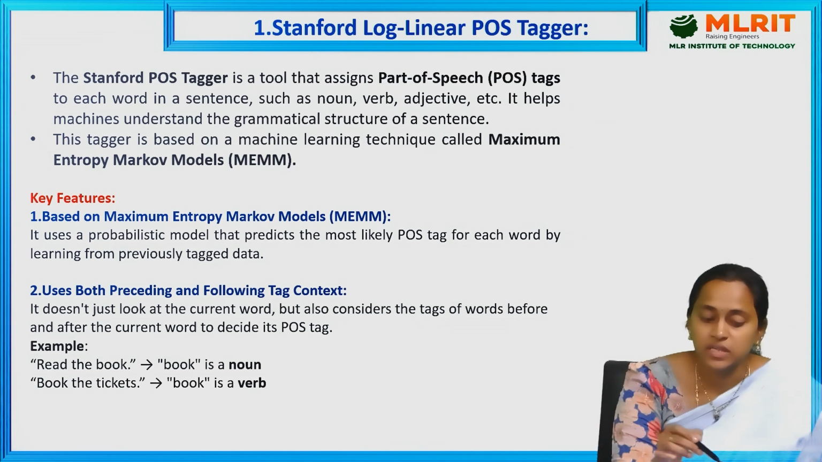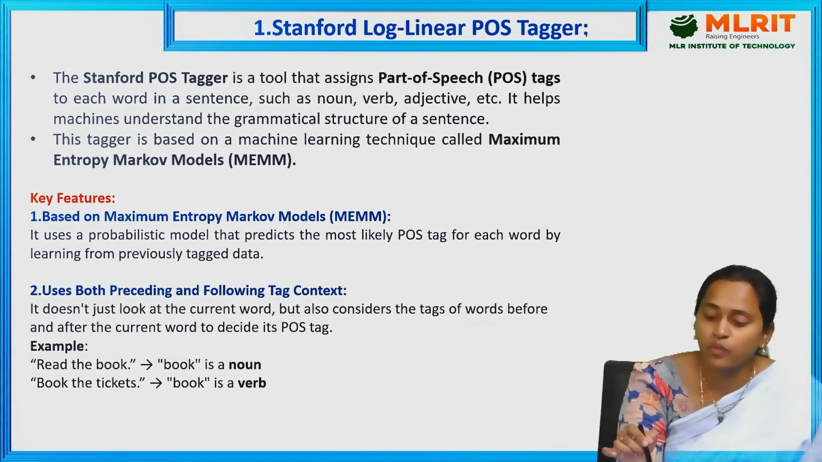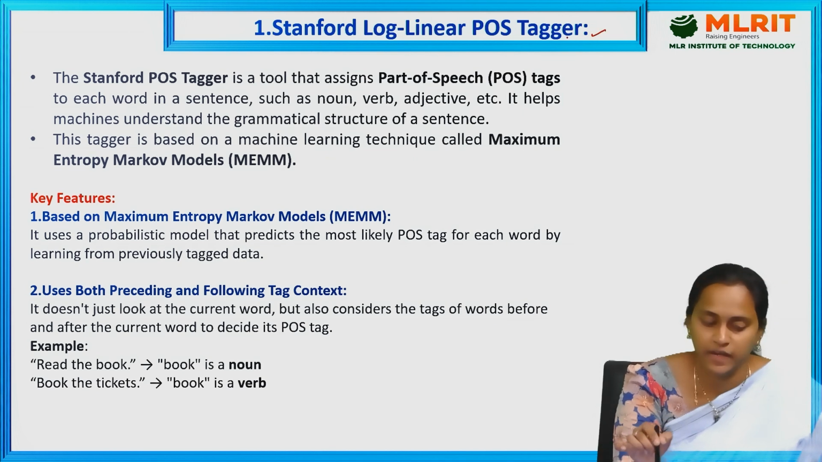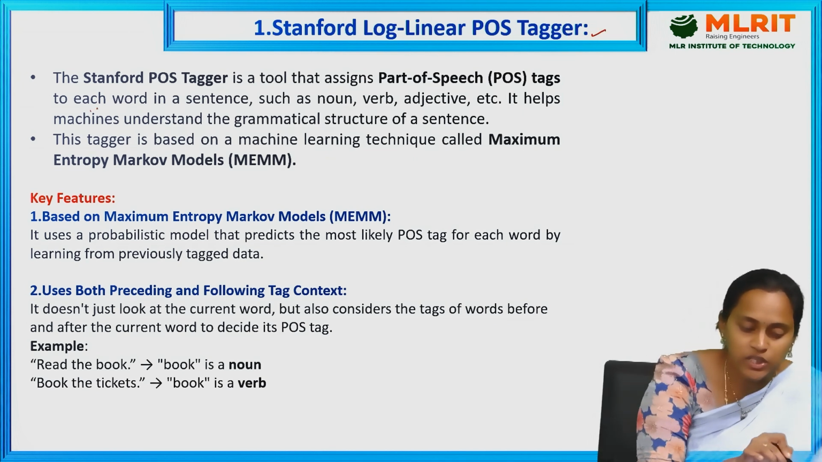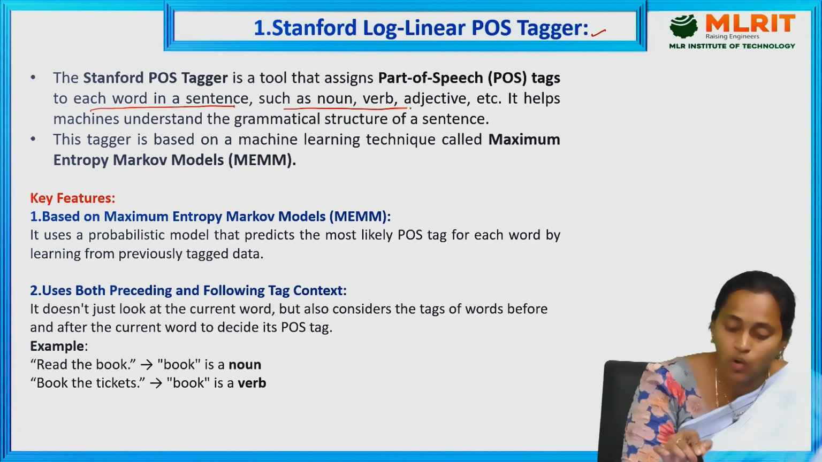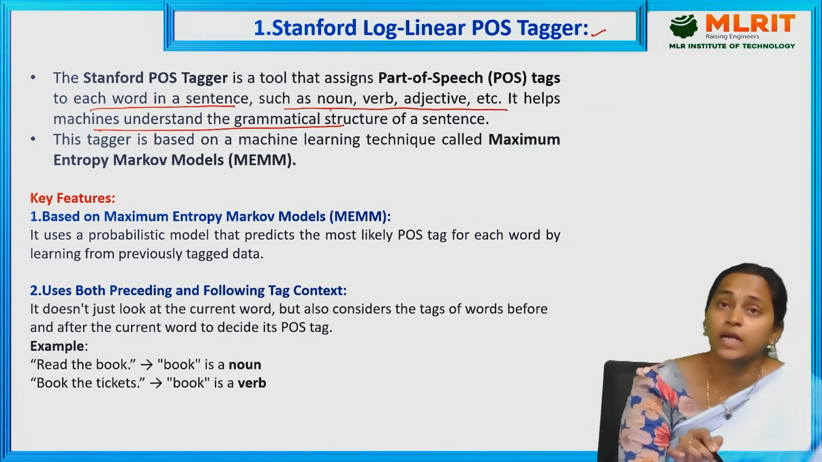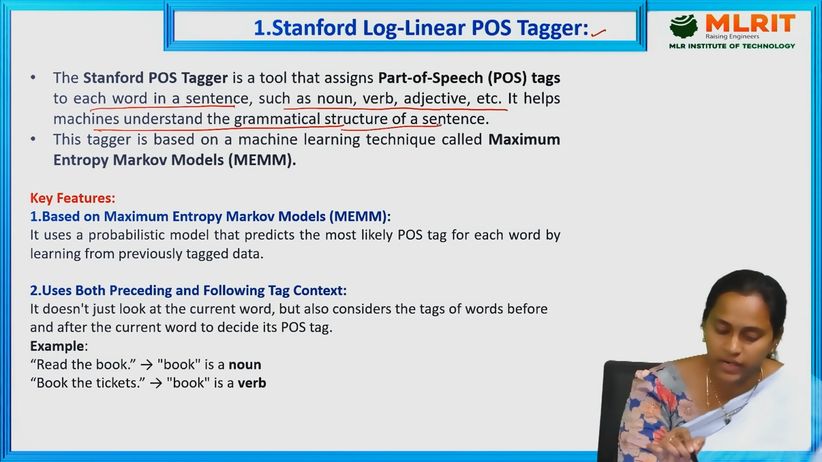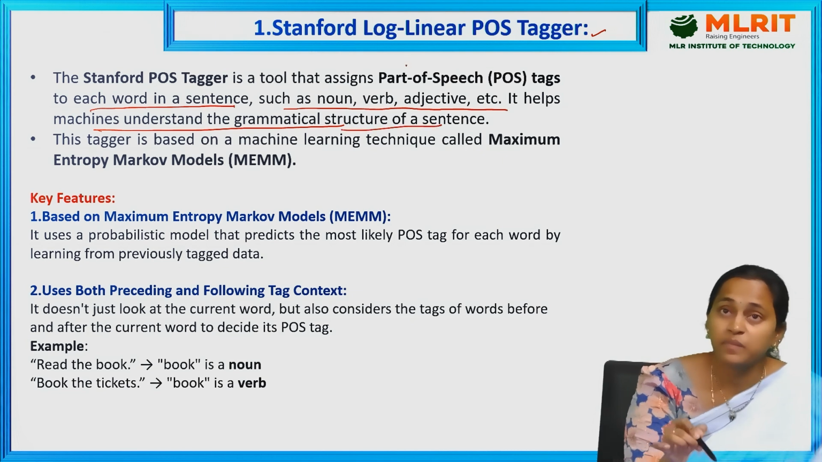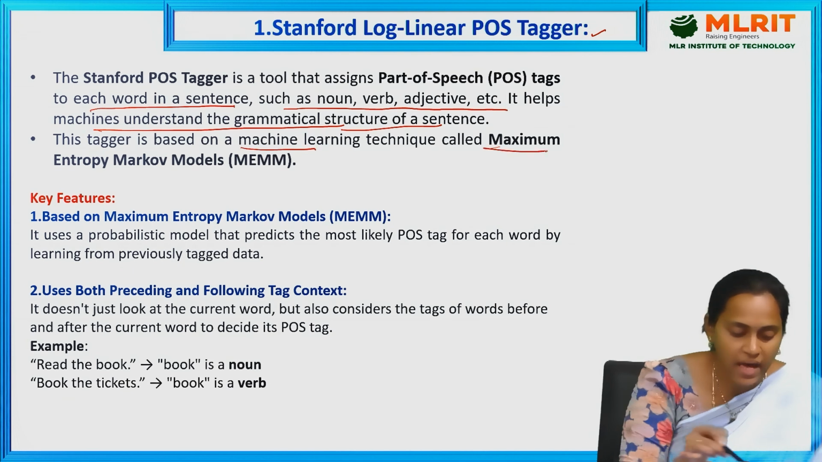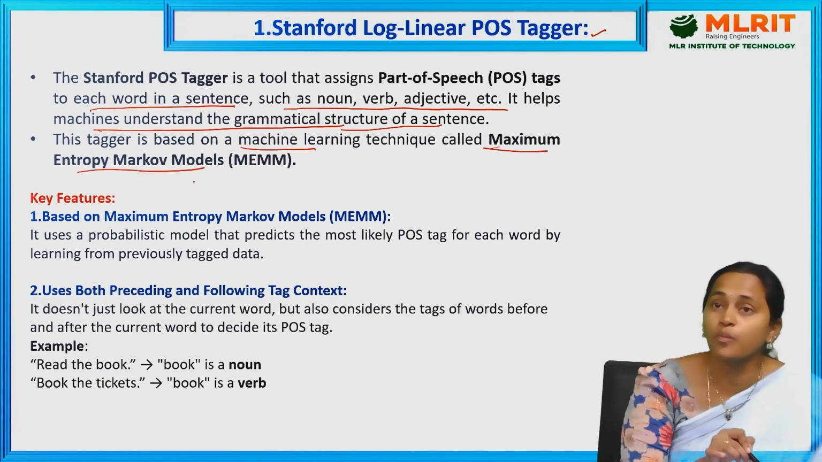See the different types of POS tagger tools. The first one is the Stanford log-linear POS tagger. What is its purpose? It tags each word of a sentence as noun, verb, adjective, etc., and helps the machine understand the grammatical structure of a sentence. This POS tagger mainly focuses on a machine learning technique, the maximum entropy Markov model.